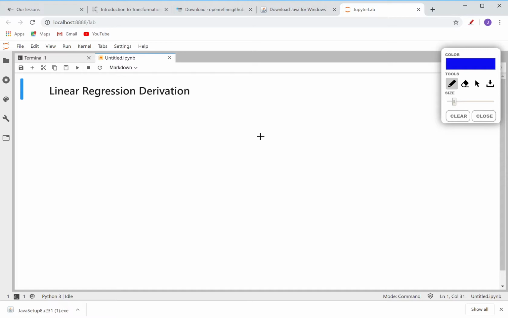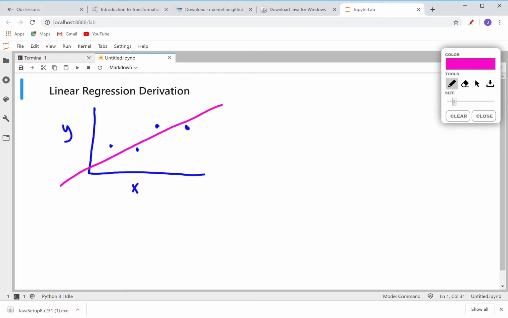Alright, here is a quick overview of how to derive the equation for the line of best fit using calculus. So the problem setting: we had some data. We had some inputs that we said were x, and we had some outputs that we said were y. And we were trying to get an equation for a line that would fit that data. Like this. And we called it the line of best fit.